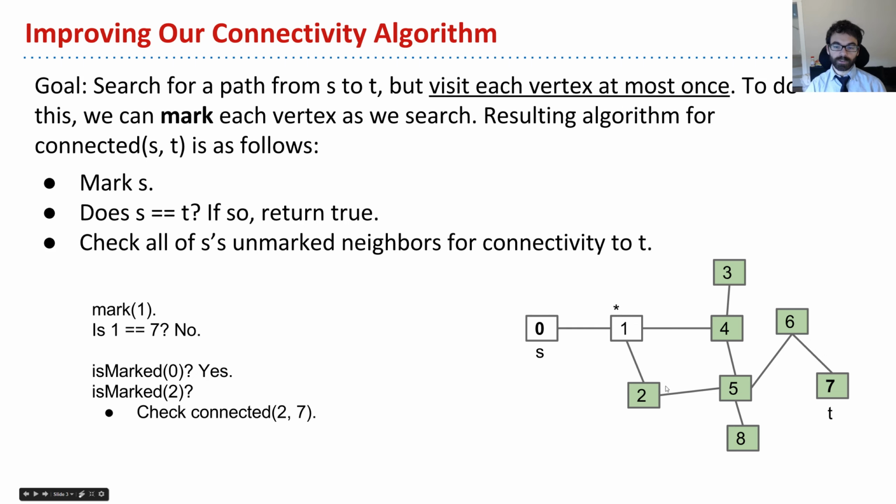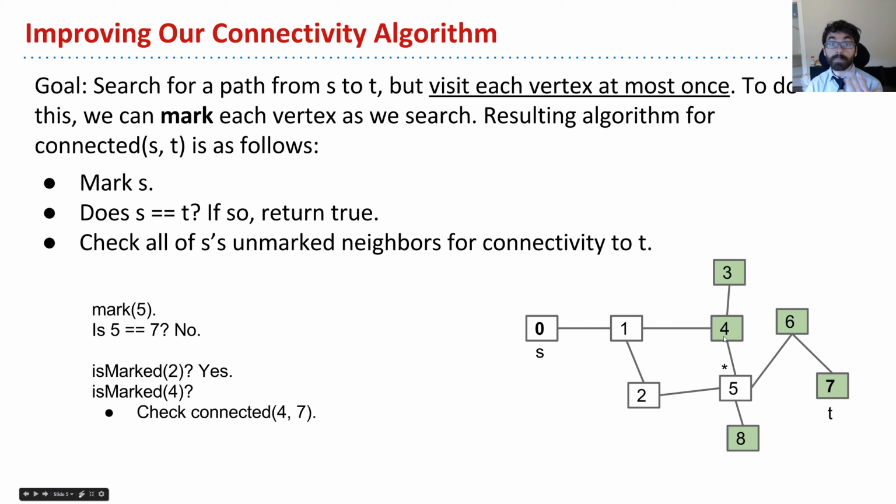And then how about, is 2 marked? It is not marked, so then we'll check connected(2, 7). So we go here. Now we mark 2. Is 2 equal to 7? No. Is 1 marked? Yes. Is 5 marked? No. So then we'll check connected(5, 7). We end up here. At this point, we mark 5 and we say, is 5 equal to 7? No. Is 2 marked? Yes. Is 4 marked? No. So we'll check connectedness for 4 and 7.